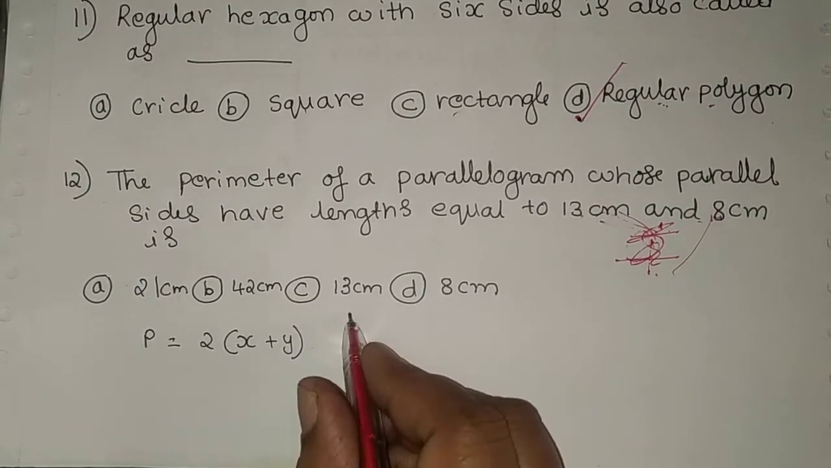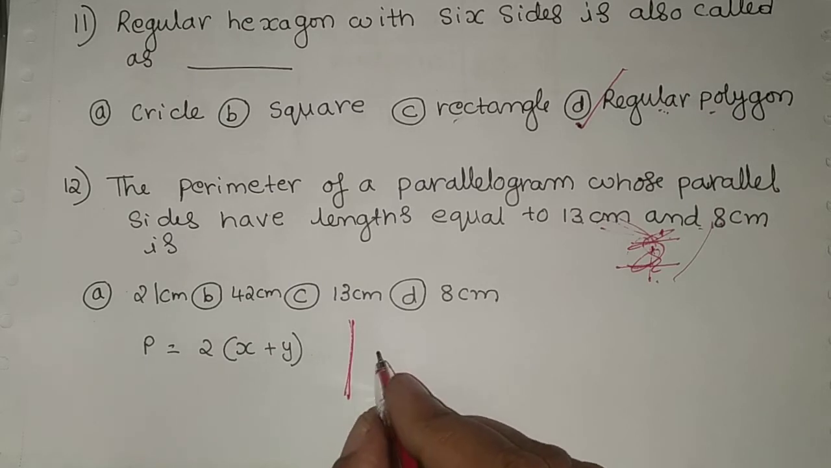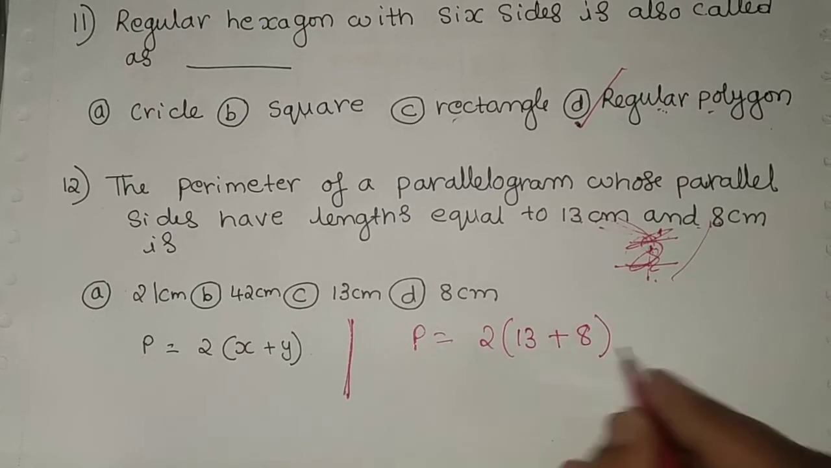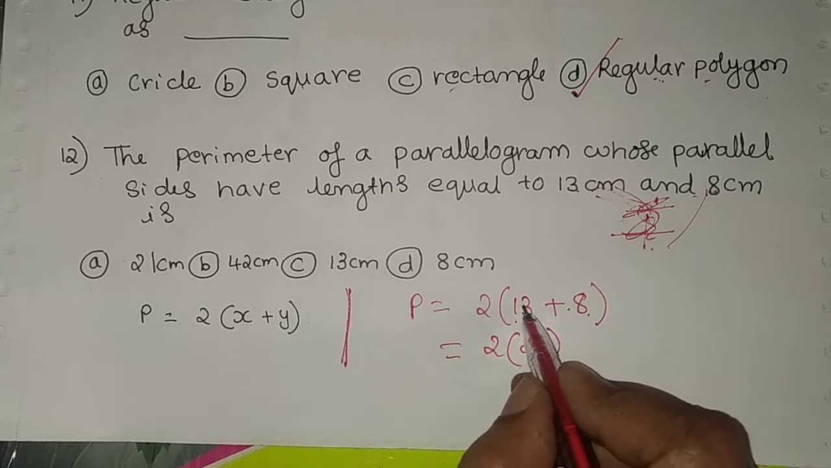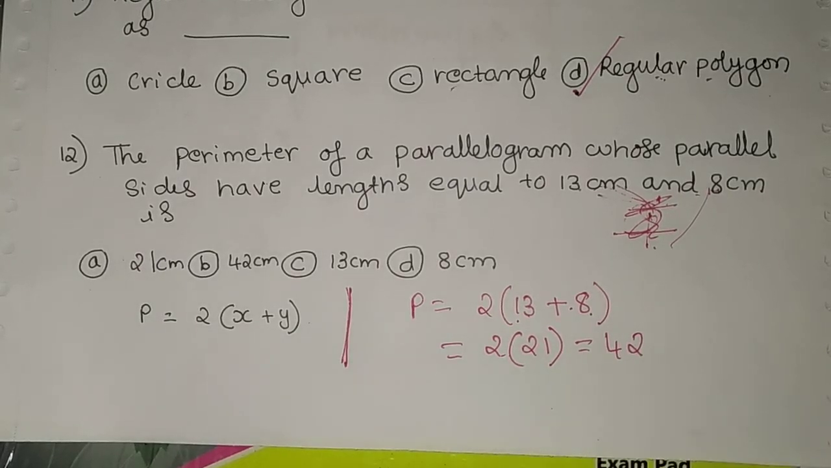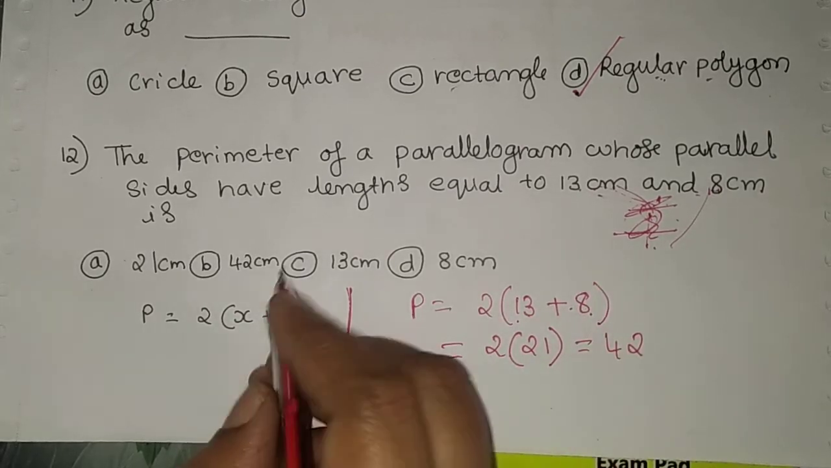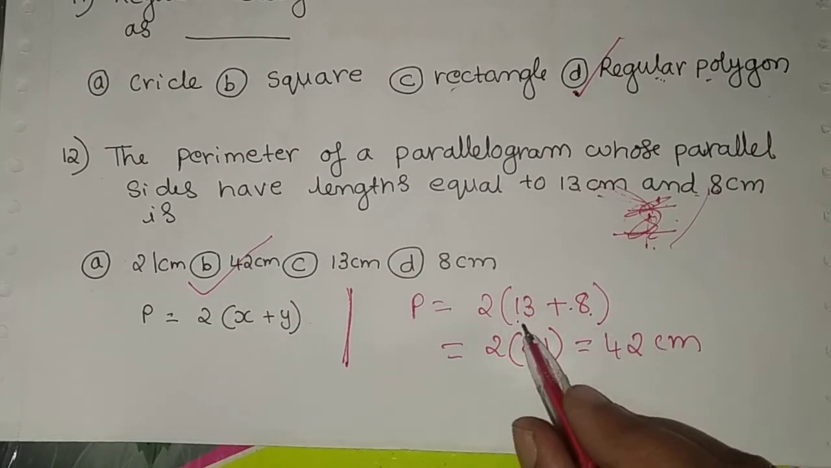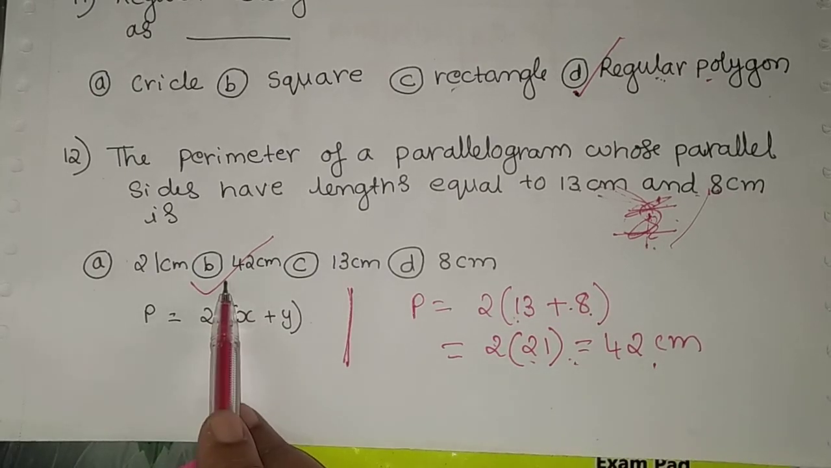Now how to calculate? As we know, the formula to find the perimeter of a parallelogram is P is equal to 2 into (x plus y). Therefore P is equal to, what is x? They have given 13, plus y is 8. Add these two. 13 plus 8 will become 21. 21 into 2 will be how much? 42 centimeters. So which is the correct answer here? The perimeter of a parallelogram. These are the parallel lengths given. Therefore option B is the correct answer. We are getting 42 centimeters. Here substitute the x and y values, add this, multiply, and we get 42 centimeters. So finally option B is the correct answer.